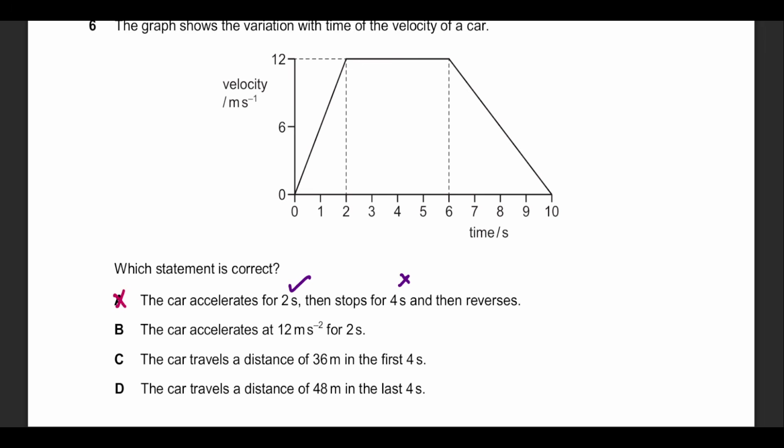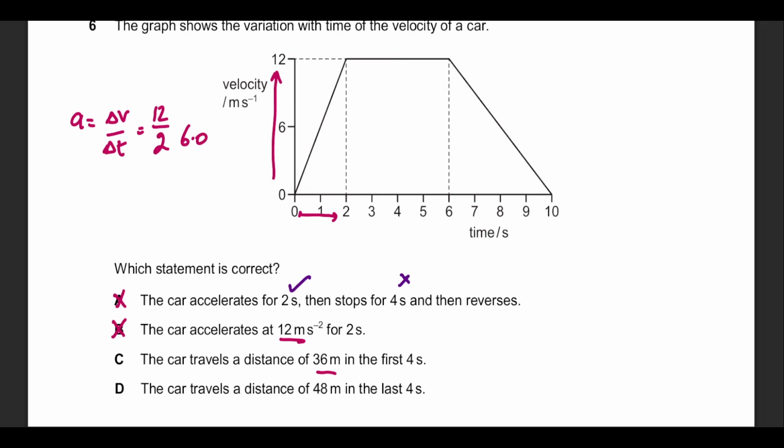B, the car accelerates at 12 meters per second square for 2 seconds. So no, it doesn't do that. You see, for the acceleration, that is the change in velocity divided by change in time. The velocity changed from 0 to 12 in a time of 0 to 2 seconds. So this should be 6. The calculation is incorrect. The car travels a distance of 36 meters in the first 4 seconds.